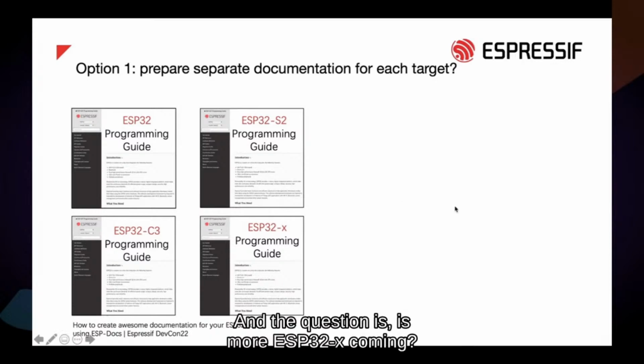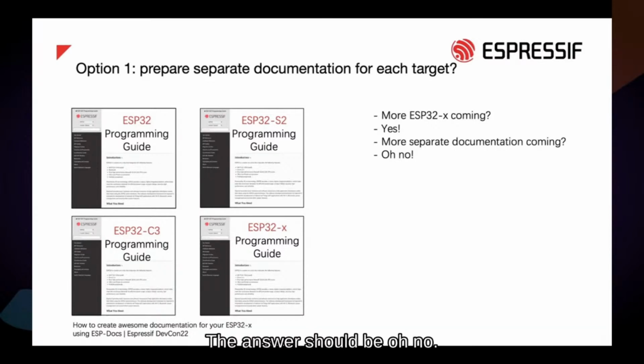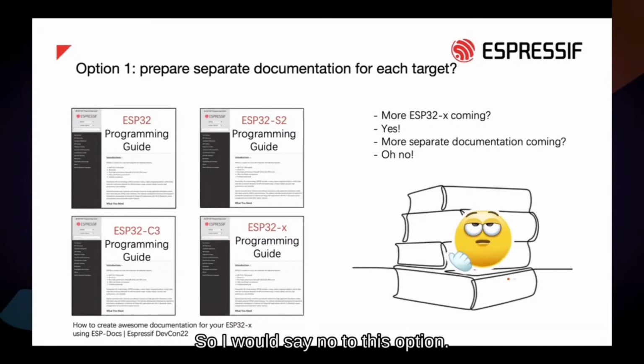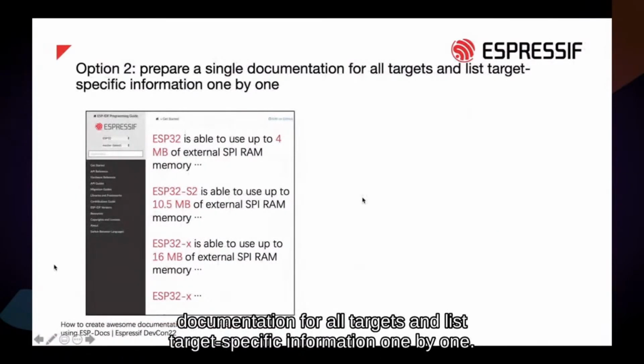And the question is, are more ESP32X coming? Definitely yes. Is more separate documentation coming? The answer should be, oh no. So I would say no to this option. Option 2, prepare a single documentation for all targets and list target-specific information one by one.